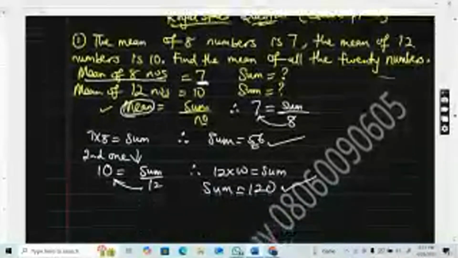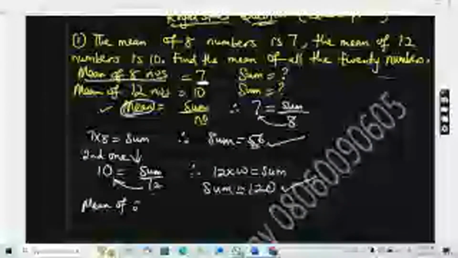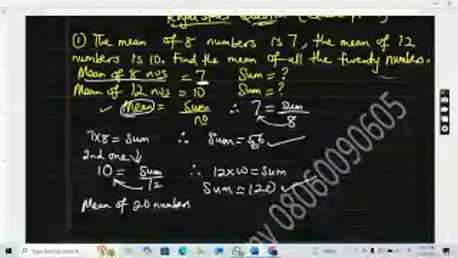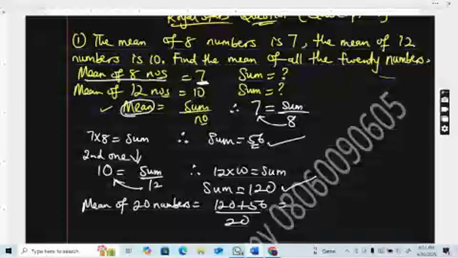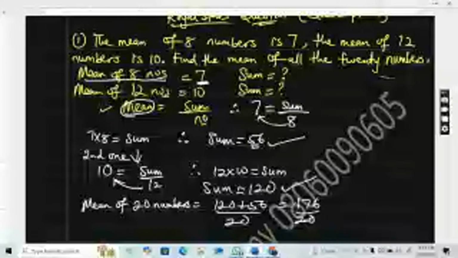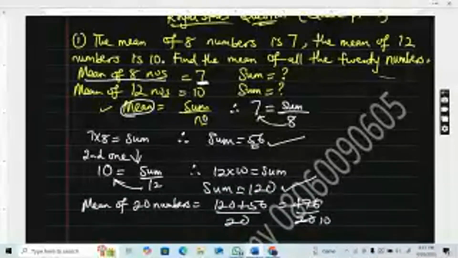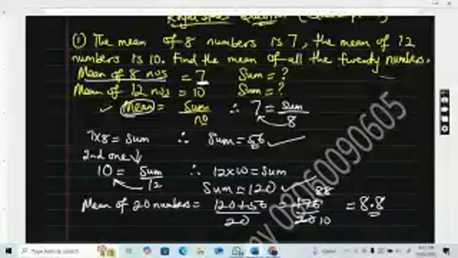So now we want to find the mean of 20 numbers. The sum is 120 plus 56 all over 20. 176 all over 20. 2 goes into 20 is 10. 2 goes into 176, that is 88. And when you divide 88 by 10, we get 8.8.